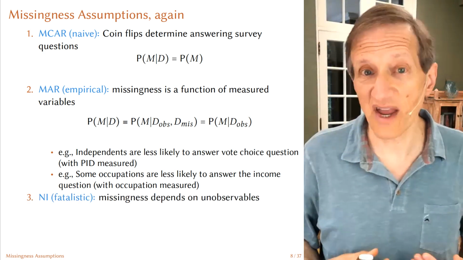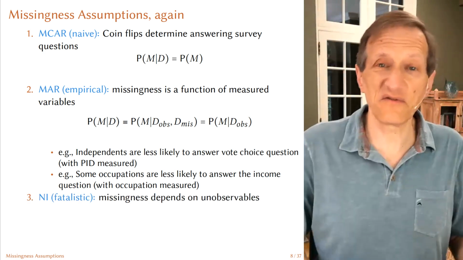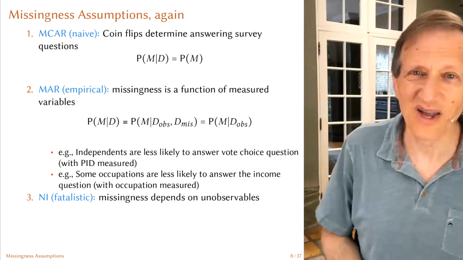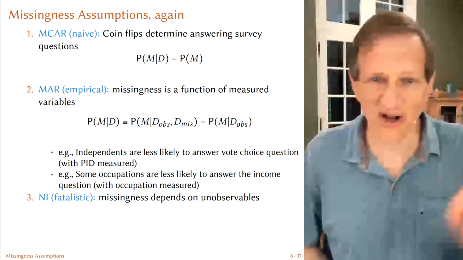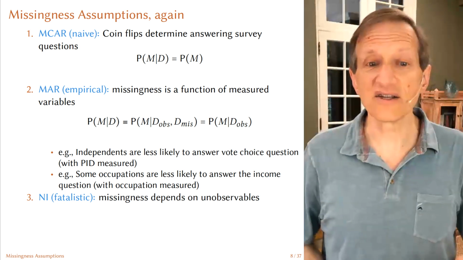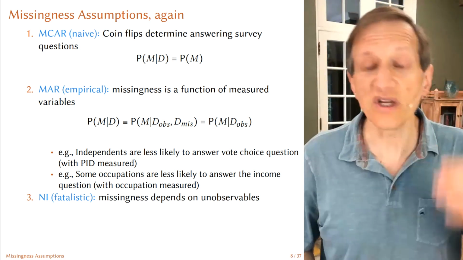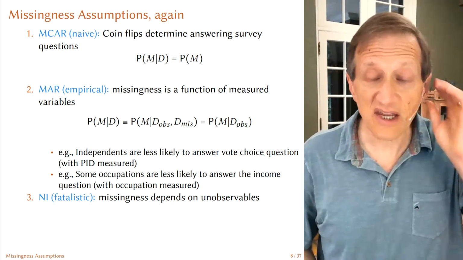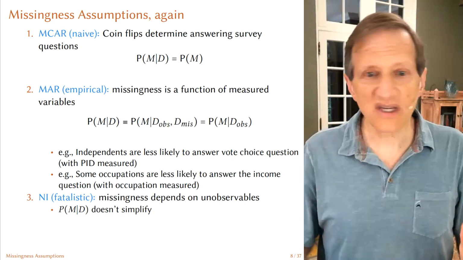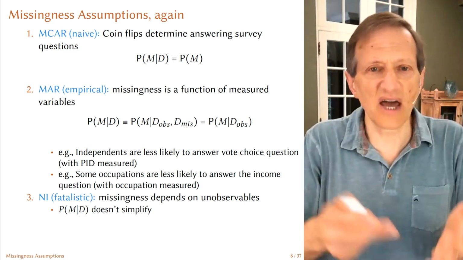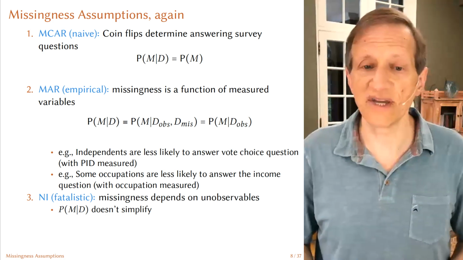There's another one which we have to be wary of, and we call it fatalistic, because if it's true, we're cooked unless we understand it, pay attention to it, and correct for it. And the idea is missingness depends upon things that we do not observe. It depends upon the blue values. And the idea here is P of M given D doesn't simplify because it's a function not only of D obs, but it's also a function of D miss.